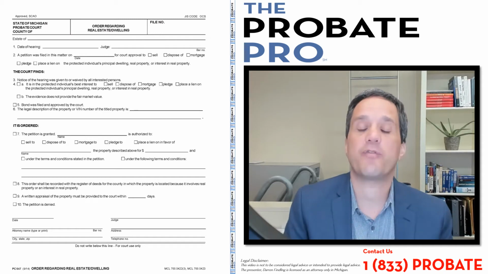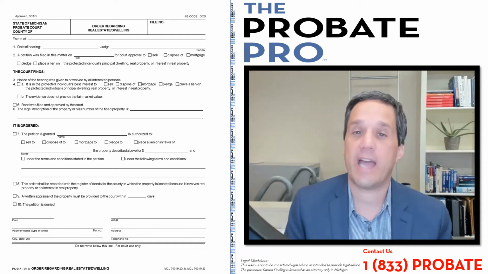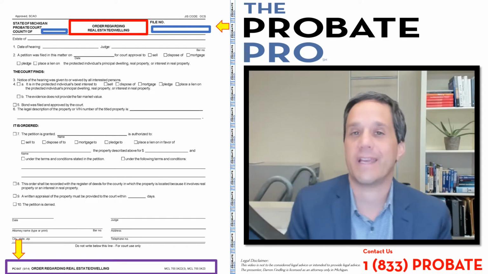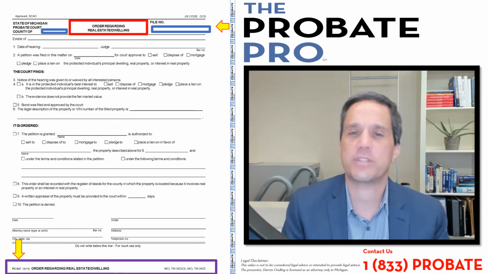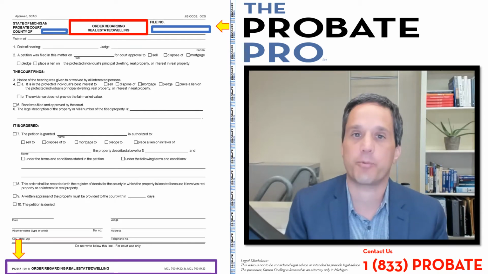The sale of property from a conservatorship estate. Hi, I'm Darren Findling of the Probate Pro, and we're going to examine SCAO form PC 647. SCAO is the State Court Administrative Office, PC for Probate Court.